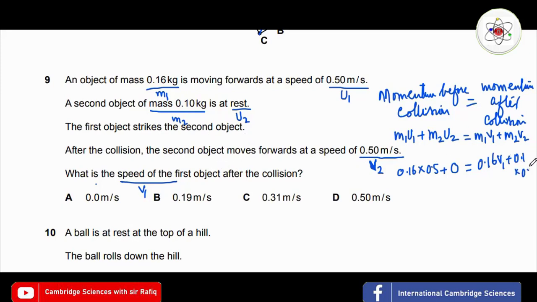0.5, right? So when you calculate, v1 will become 0.1875 meter per second. So your answer is B. All right.